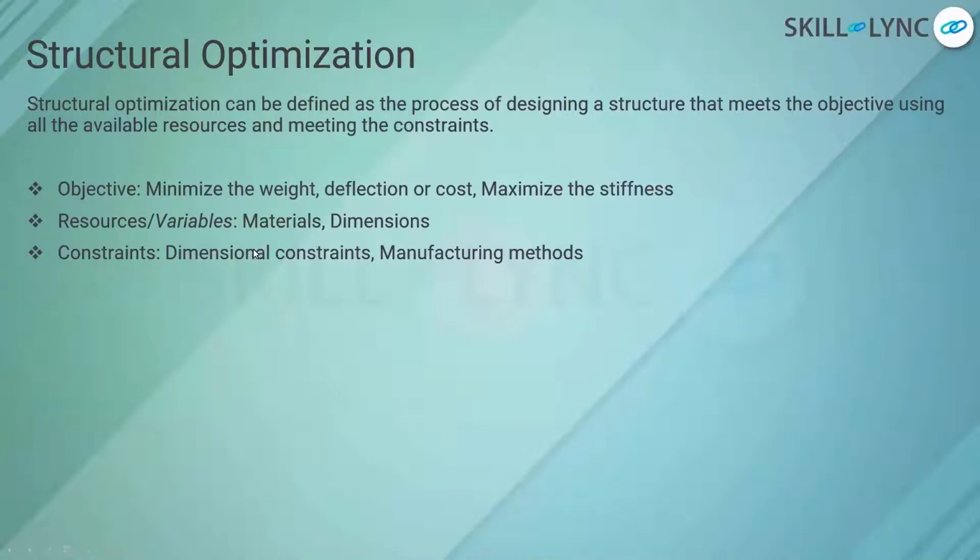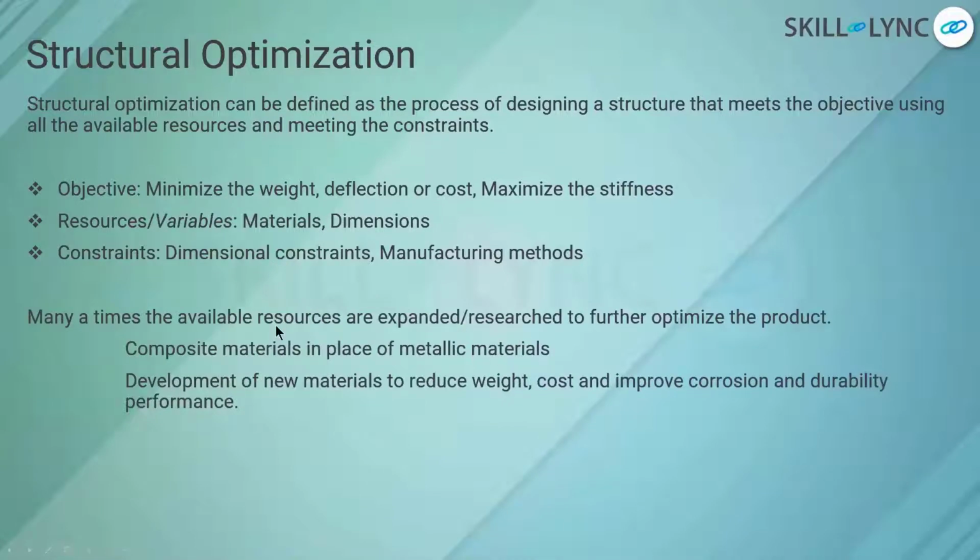What are the resources and variables that are available? The resources are obviously the materials, and the variables are dimensions, because you can vary the dimensions to define what the product is going to look like. And what are the constraints? The constraints are obviously the dimensional constraints and the manufacturing constraints, because you might come up with a very exquisite and very innovative product, but which may not be possible to be produced or manufactured. So there will be obviously some constraints on how you will manufacture them.